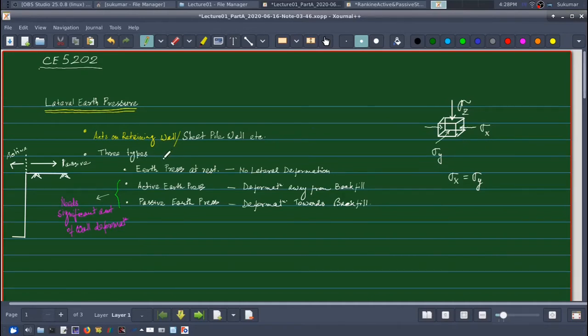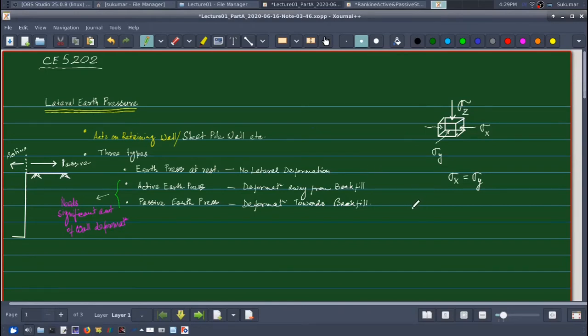Now, I may have three types of earth pressures depending on the condition of deformation within the soil mass. One is earth pressure at rest. Earth pressure at rest means it is the lateral stress that is developed when the soil is not allowed to deform laterally, because the soil element is within an infinite or semi-infinite soil mass.